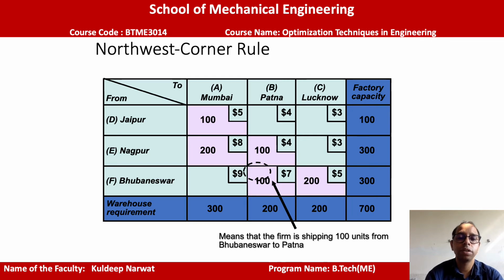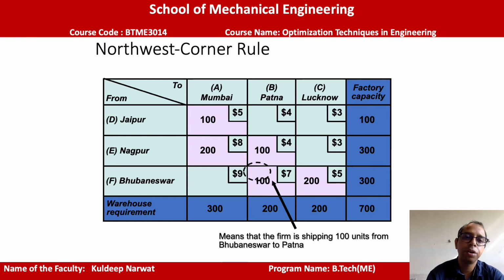So now the next cell for us, which is the corner cell, is this Nagpur and Mumbai cell, which has a cost value of $8. Then I will have to check the demand and supply values correspondingly for this cell. I can see that the factory capacity is 300 here, and the warehouse requirement, after subtracting the 100 value, was available to us as 200. So whichever is the least value, I have to allocate that to the cell. So I'll be allocating a value of 200 here.